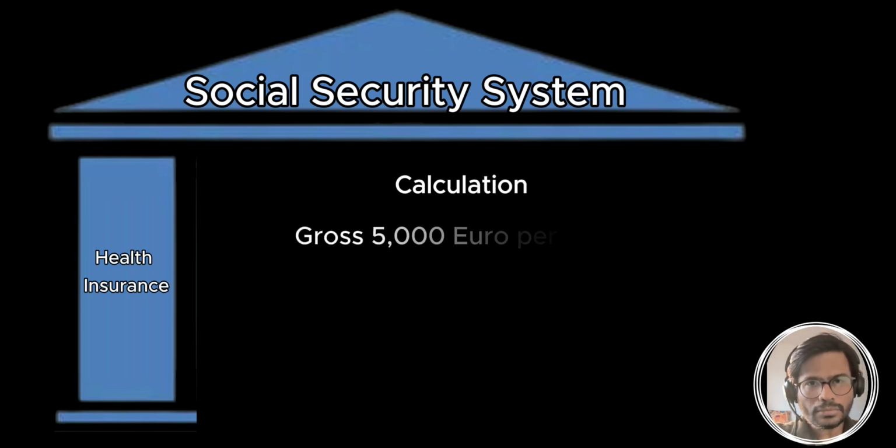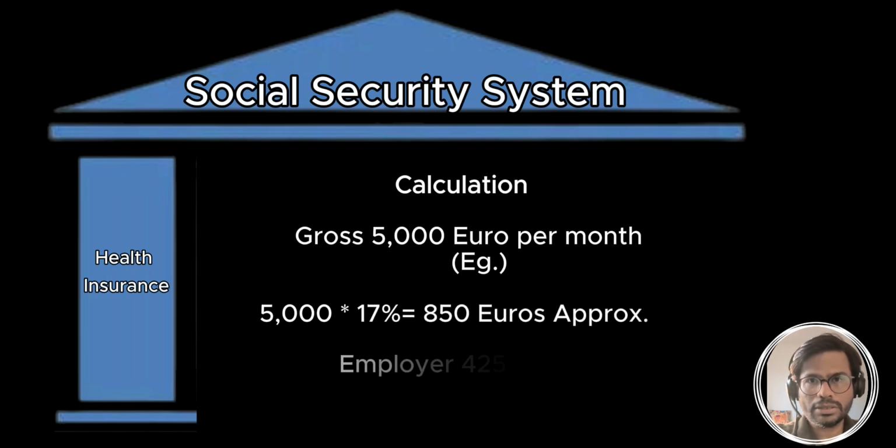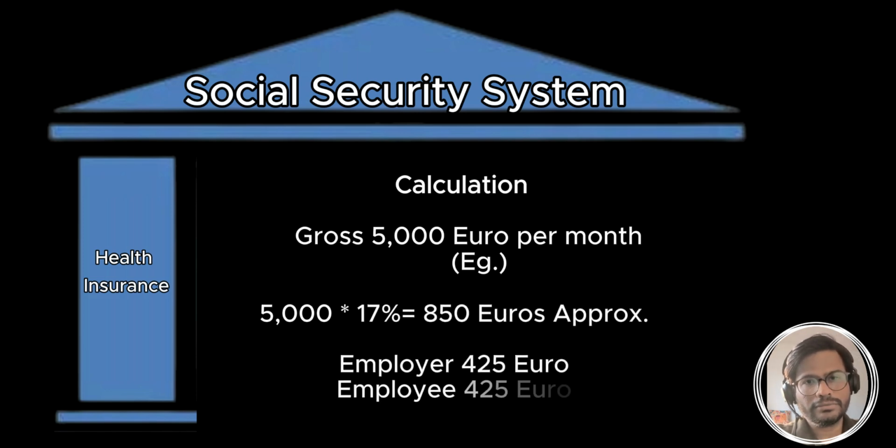Let's say in this case, we'll consider you're earning 5,000 per month. So 17% of 5,000 will be around 850 euros, which is further split between you and your employer, which comes to only 425 being deducted from your salary, but not 850. So that will be the only amount deducted from your salary, which is 425. That's how the health insurance works.